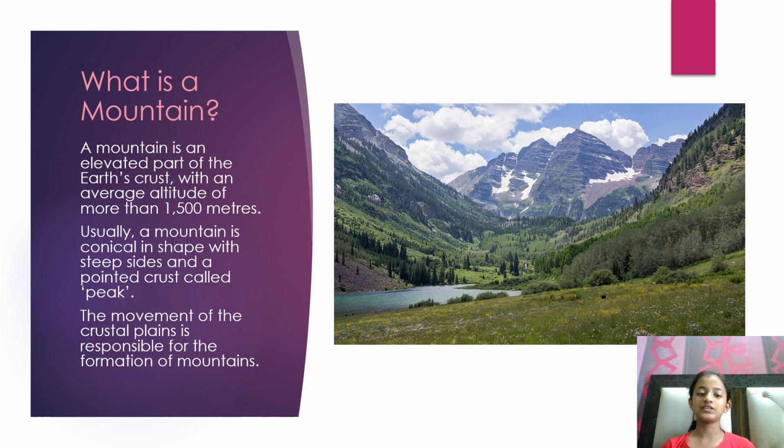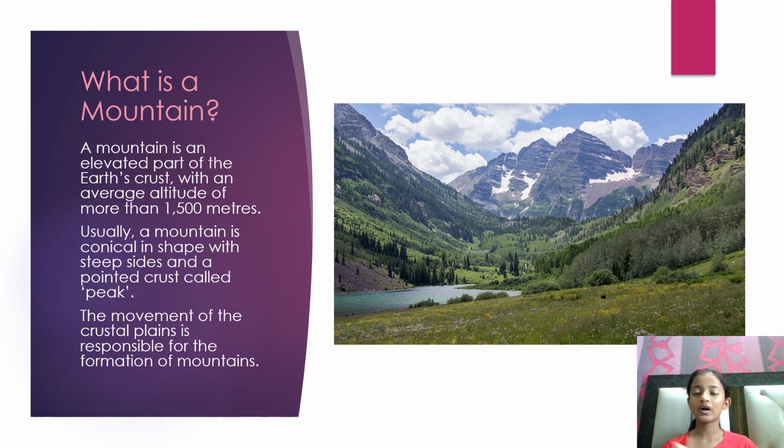Now mountains are generally conical in shape. Conical in shape means that they are a bit triangular. But not all mountains are triangular or conical in shape. Some mountains do not have a conical shape. They have other types of shapes. There are many shapes of mountains.